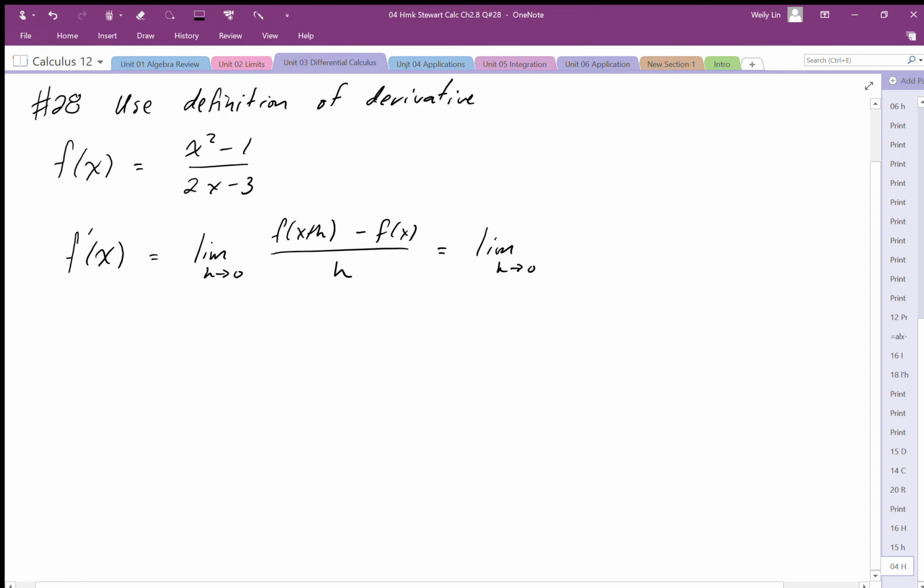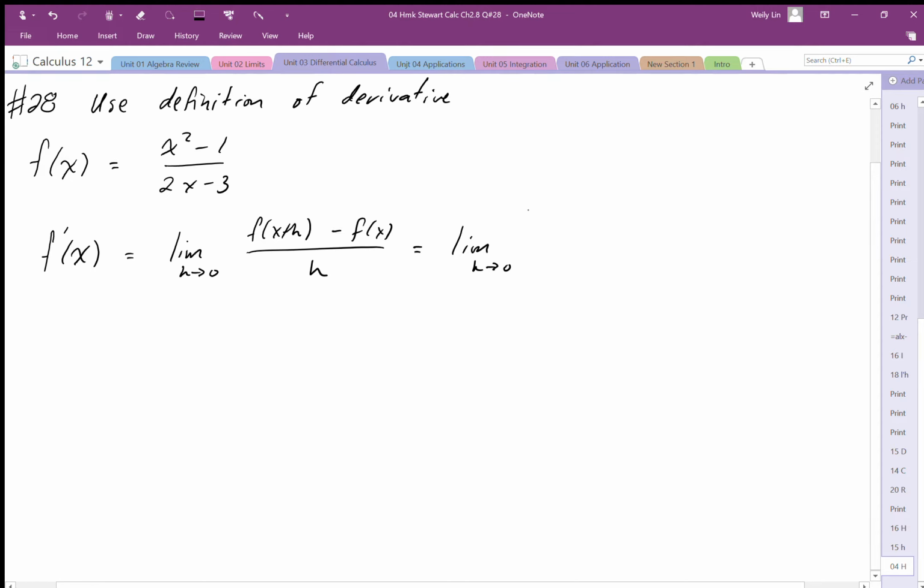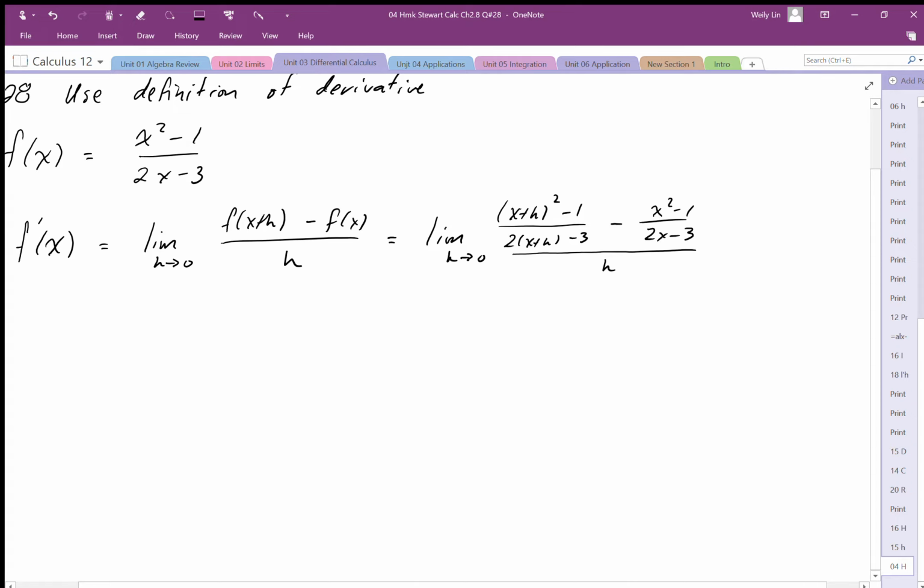The limit as h goes to 0 of (x plus h) squared minus 1 over 2 times (x plus h) minus 3, minus x squared minus 1 over 2x minus 3. That's all divided by h. So that h can just go in the denominator. So what we're going to do is expand this and get a common denominator. Okay, so I'm going to write this out as the limit as h approaches 0.